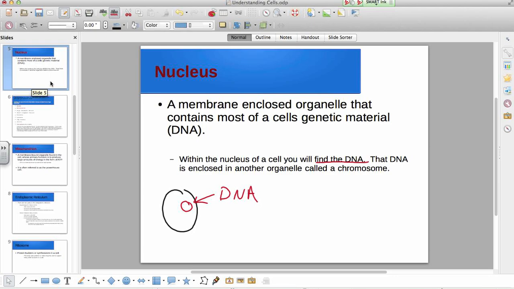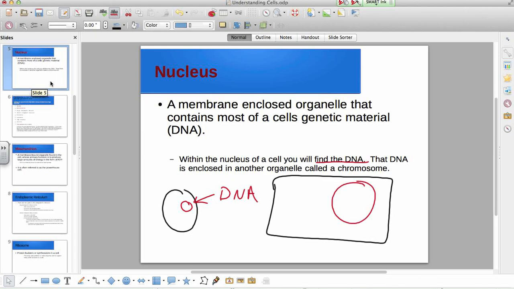So what that means is you have your cell, and then you have your nucleus. I'm going to draw it obviously larger than what it really would be. Inside of the nucleus, you have these organelles called chromosomes, which we'll be learning about before long. Inside of the chromosome is where your DNA is located.